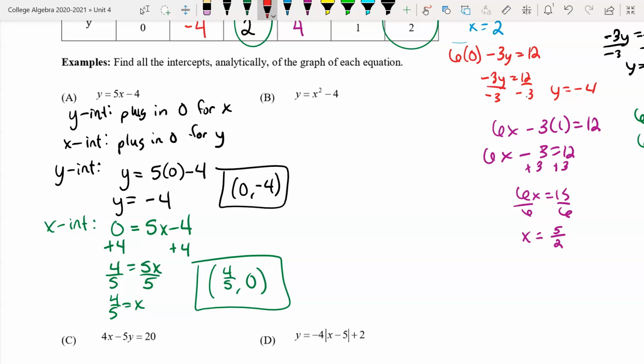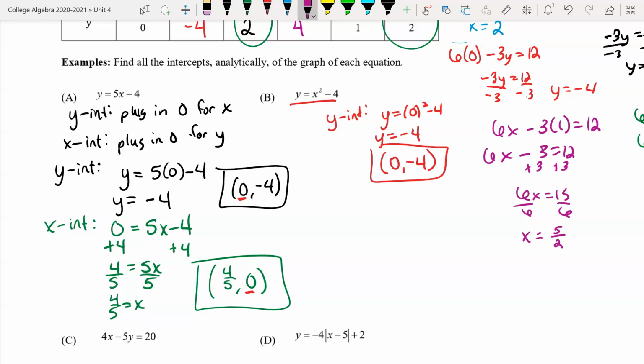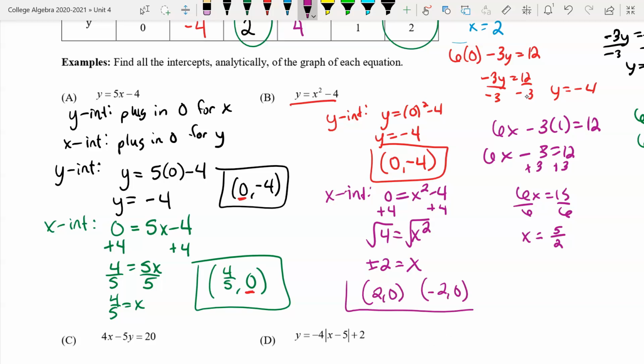If I find the y-intercept, right, I plugged in 0 for x. That's why 0 is my x. If I find the x-intercept, I plugged in 0 for the y. Okay? So same way here. Y-intercept, I'm going to plug in 0 for x. So it should be negative 4 again. If I do the x-intercept, plug in 0 for y. I add 4. Get 4 equals x squared. I would square root it. Don't forget when you square root it, it's plus or minus. Okay, so I had 2 x-intercepts on this one. I got 2, 0 and negative 2, 0.